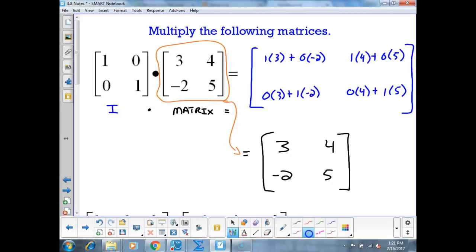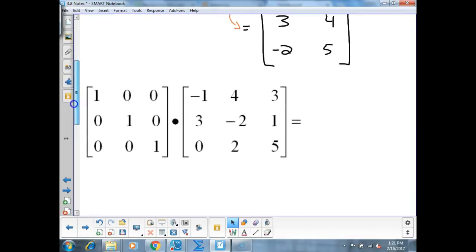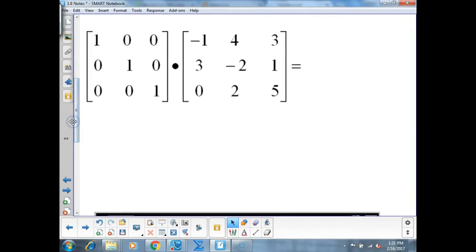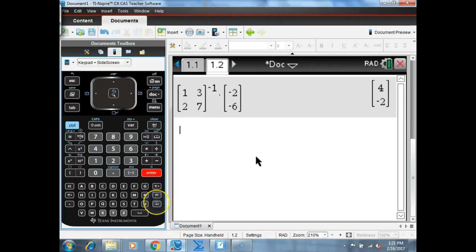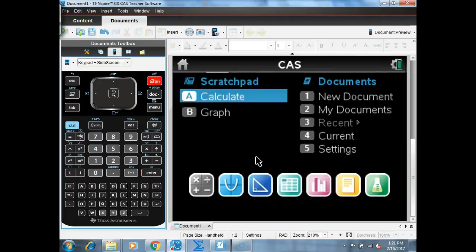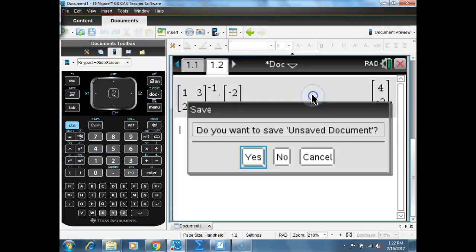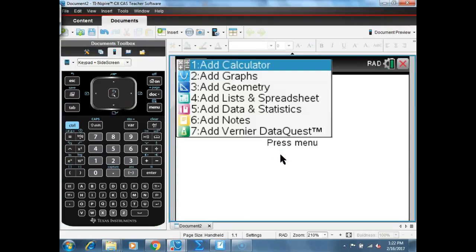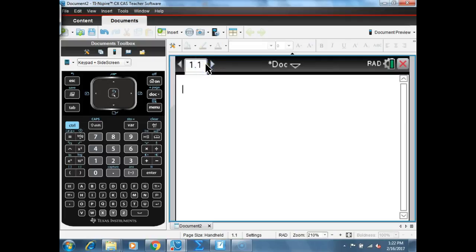Now, on a calculator, I'll show you how we multiply matrices on a calculator. The first thing you're going to have to do is open up a brand new calculator page. You go about doing that by double tapping the on key. I'm a new document kind of a guy. No, I don't want to save, and I start a brand new calculator page.